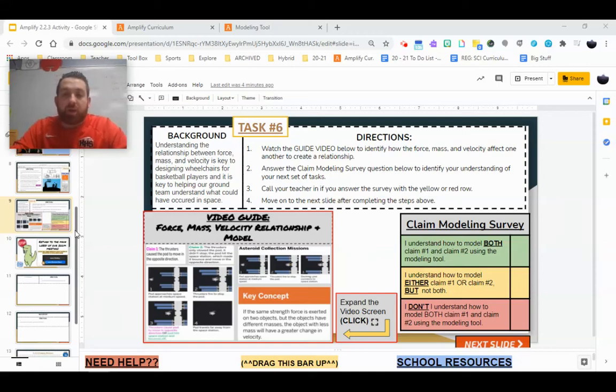Hey everybody, Mr. Regan here, and I hope that as we were thinking about our designs for our basketball players' wheelchairs, we were able to begin piecing together this relationship that force, mass, and velocity have.